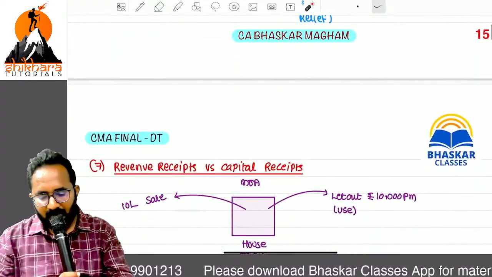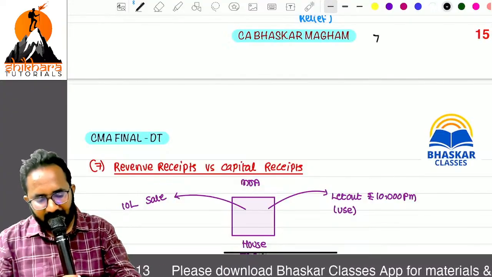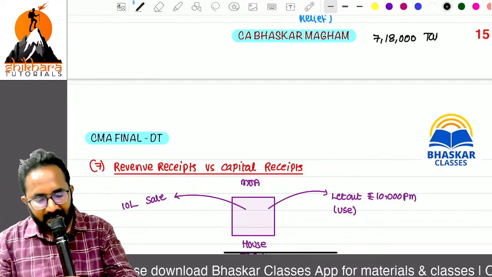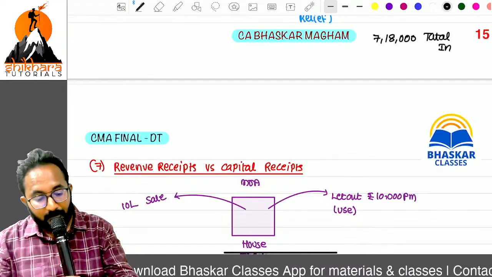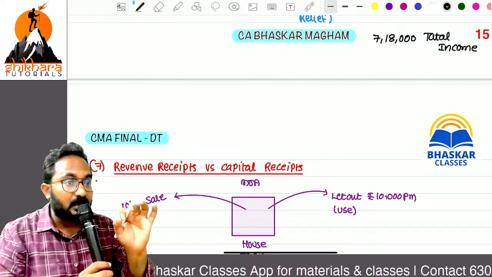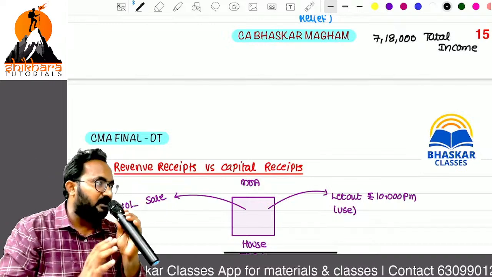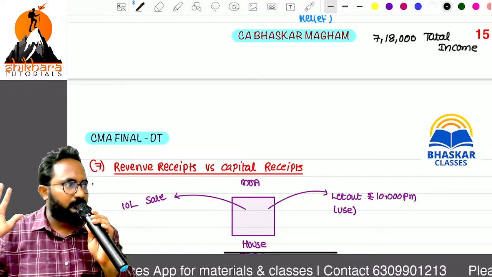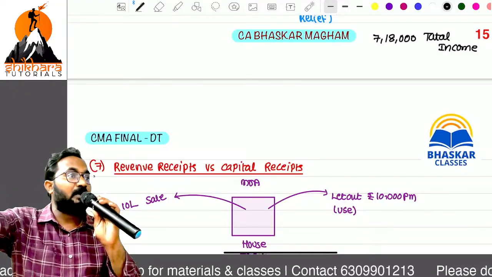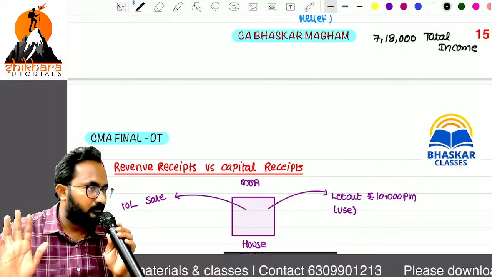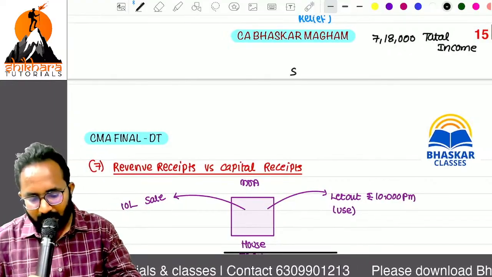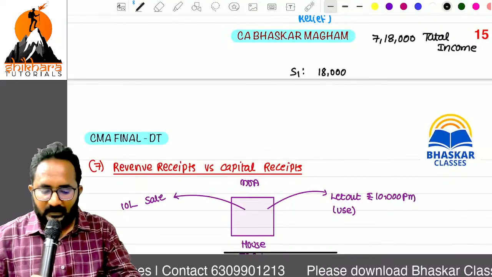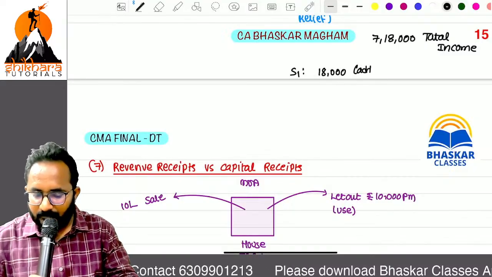Okay, calculate. 7,18,000, what is the tax liability? First of all, by looking at this total income of 7,18,000 itself, you need to remember that yes, we can get the rebate under the marginal relief concept. If I give 6 lakh, directly we can get the rebate. If I give 7,45,000, no rebate. Okay, calculator. Step 1: 18,000 we got. This is the additional income.